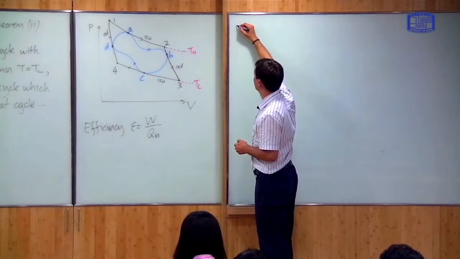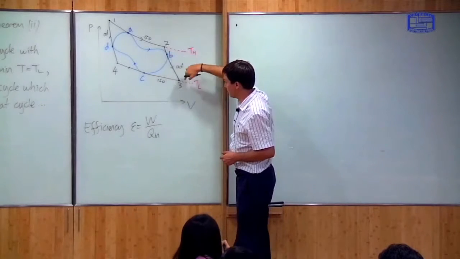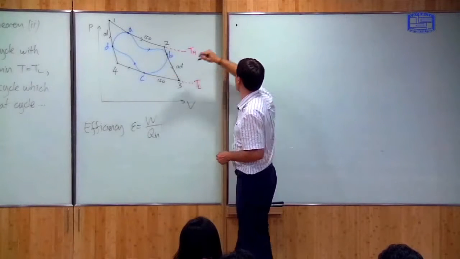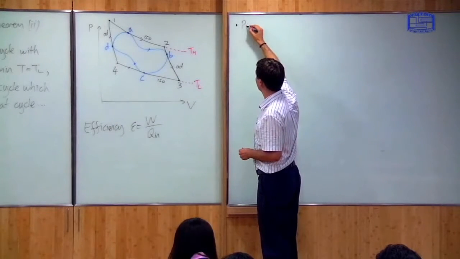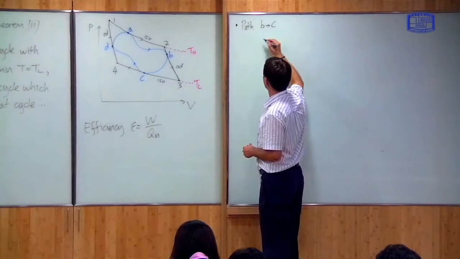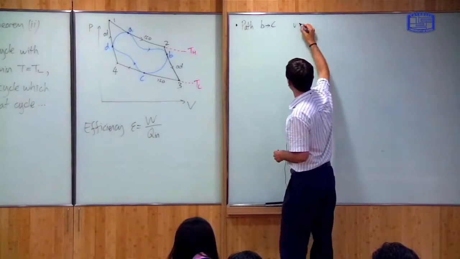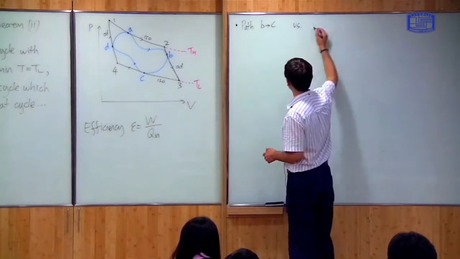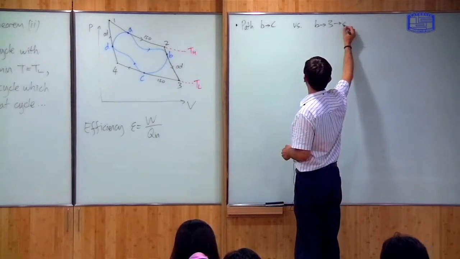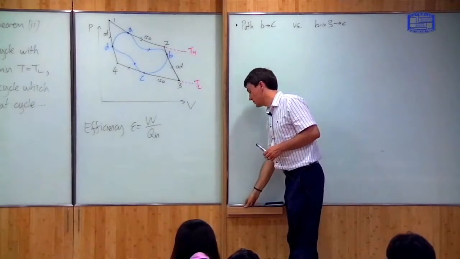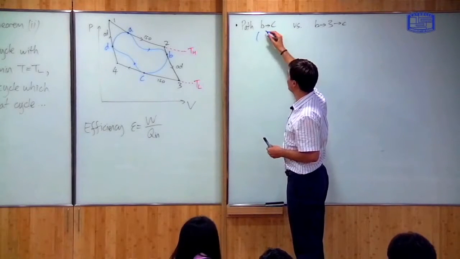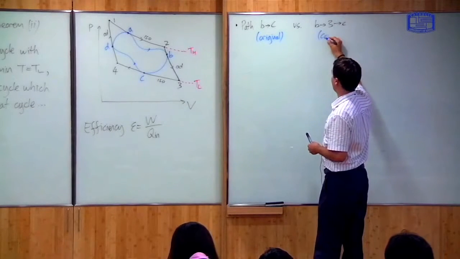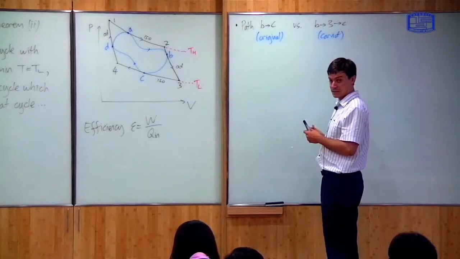Okay, so first of all, let's look at this part of the diagram. There are two different ways of going from B to C. We can either do BC, so this is the original heat cycle, or we can do the path which goes B to 3 to C. So as I've written it, this is the original heat cycle, B to C, and this is the Carnot cycle, B to C.